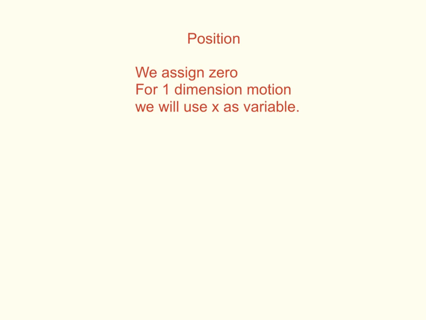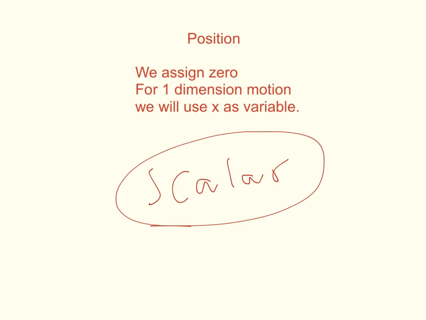And for a variable for position, we're going to use x. This is also a scalar quantity. A scalar quantity is something that's defined only by a number. It does not need a direction. We'll contrast that with a vector quantity later.